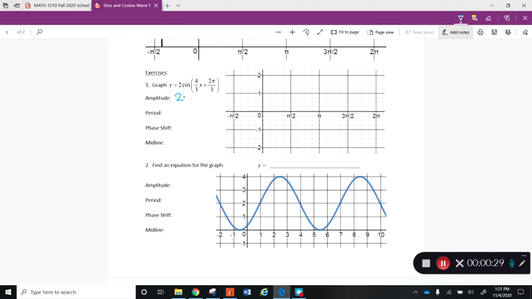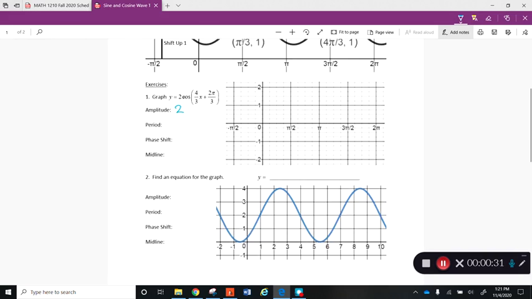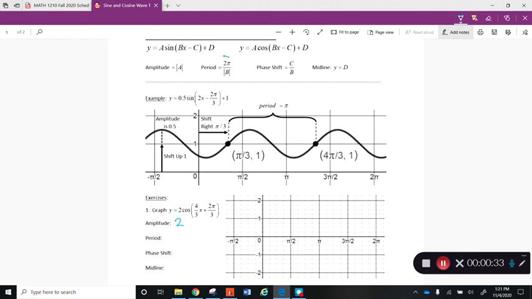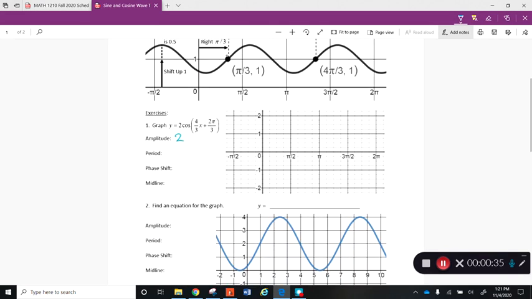Now the period is going to come from 2 pi, going up to our formula here, 2 pi divided by the b value. So that would be 2 pi divided by b, which is 4/3, divided by 4/3. Simplify that fraction there, and you're going to get 3 pi over 2. So 3/2 pi. I'll put that here. 3 pi over 2. Okay.